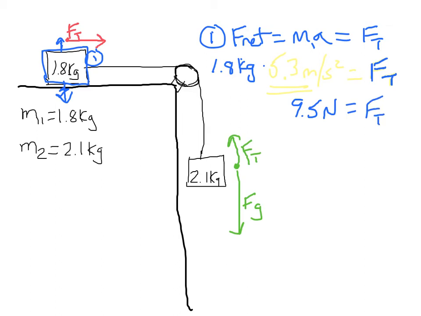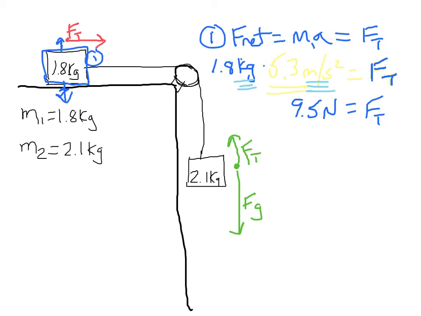If you just look at a quick unit analysis here, kilograms times meters per second squared is equal to the newton. And that's how this becomes a force with a unit of newtons. All right, that's the easy one to solve for force of tension.